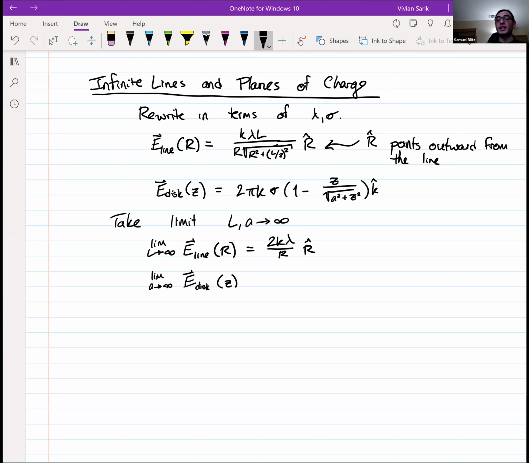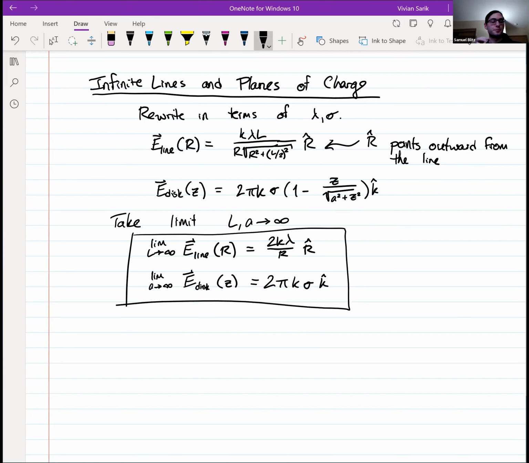The electric field at a height above this plane is remarkably simple, 2 pi k sigma in the k hat direction. I'm going to put a box around that because these are really, really useful. What these say is that if you make the line or the disk infinitely long or infinitely large, a lot of the specifics about how long the line is drop out, and it simplifies the problem a lot.